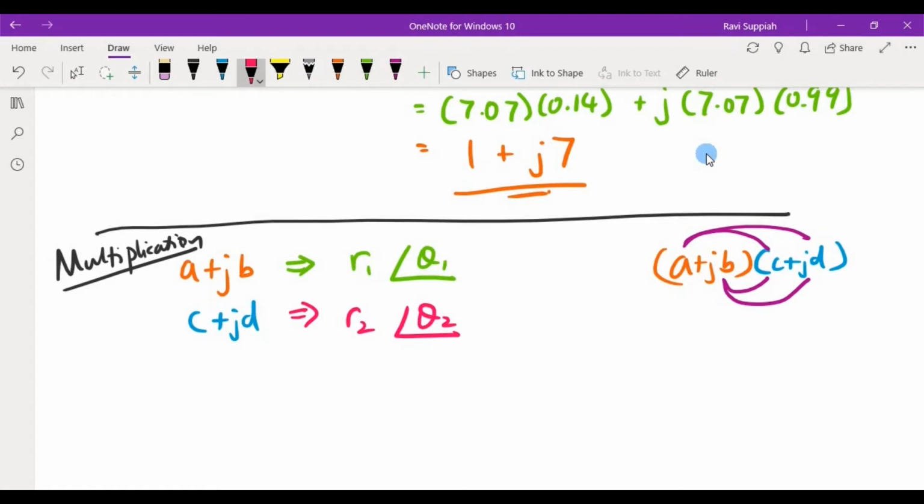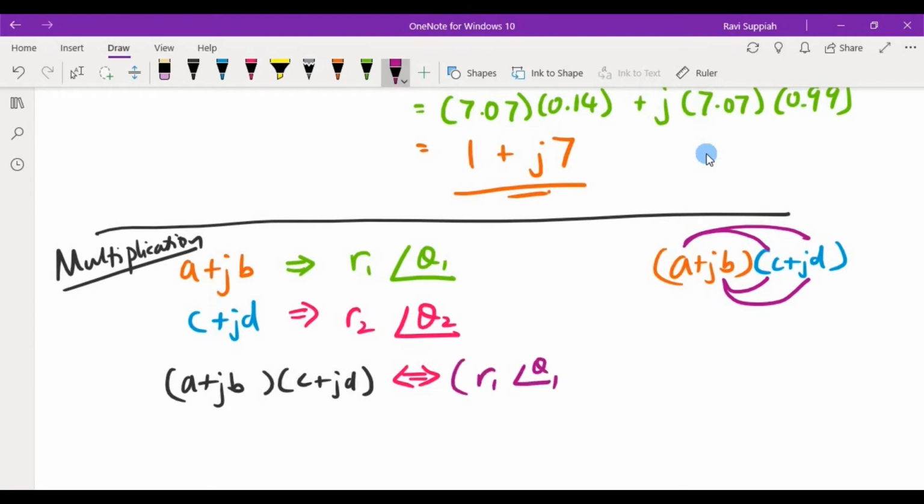So when I want to do this multiplication of these two complex numbers, the way to do it, when they are both in their polar form, is to write them out in their polar form.